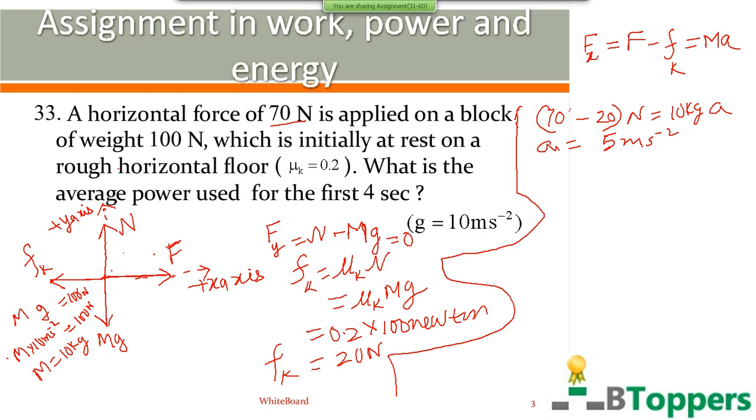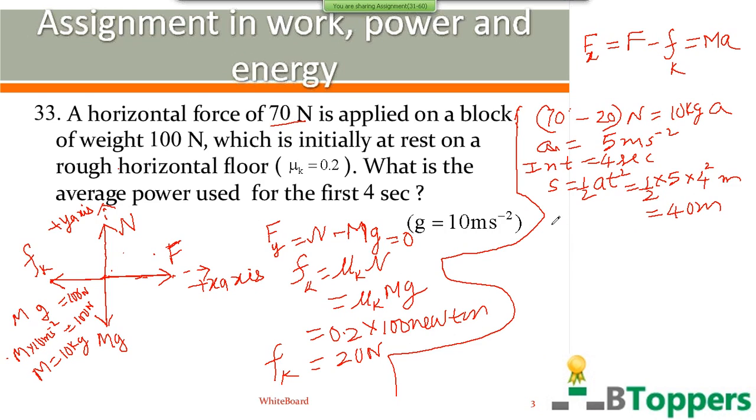So if the body starts from rest and moves with constant acceleration, then the displacement covered in time t is given by s equal to half a t square. The acceleration is equal to 5 meters per second square. To find the displacement covered in the first 4 seconds, put t equal to 4 seconds. So the displacement covered in the first 4 seconds is 40 meters.